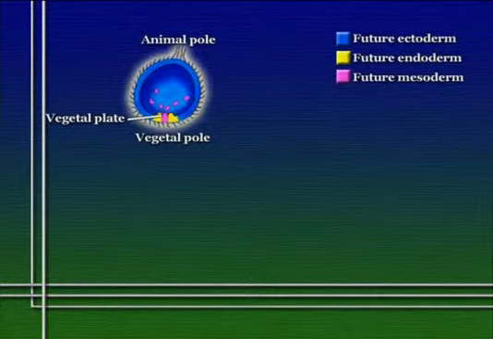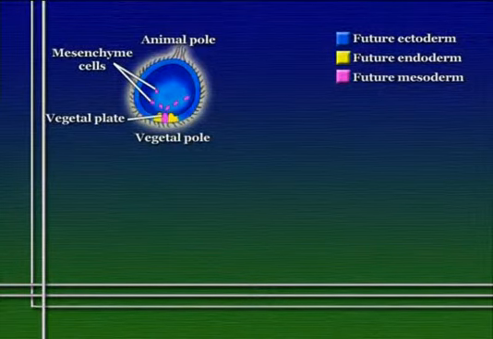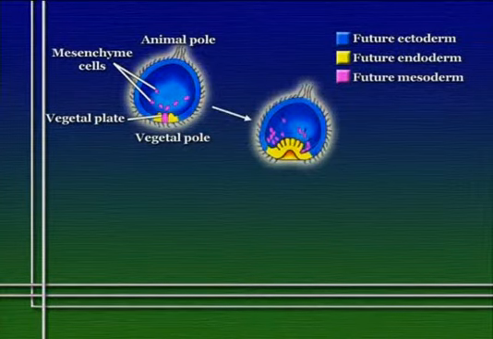Now, a number of the cells from the region of the vegetal plate, these are called mesenchyme cells, detach from the blastoderm. They detach from this layer of cells that's forming the ball and actually crawl into the inside of the ball. They actually crawl into the blastocele. The next thing that happens is that the cells of the vegetal plate itself, these are cells of what we call the blastoderm, begin to buckle inwards.